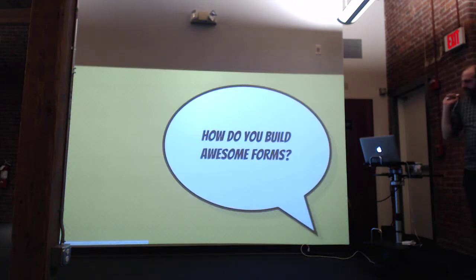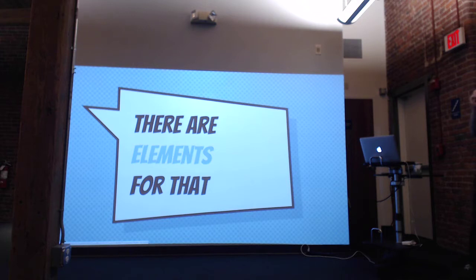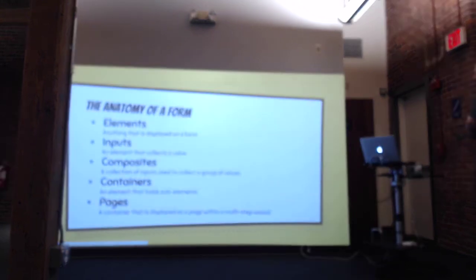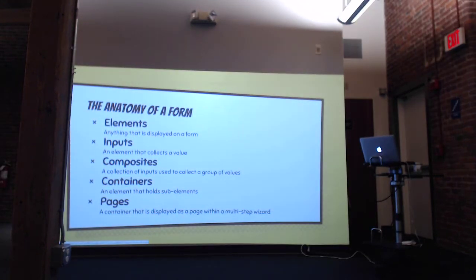So how do you build awesome forms? Going back to that question, there are elements for that. And this is the definition of what a form is. A form is a collection of elements which includes inputs, composites, containers, and pages that are used to collect a submission. And for the anatomy of a form, you start off with elements, and it's important. Anything in Drupal is an element that's displayed on a page. That's just a way to look at it. If you have a header, that's an element.